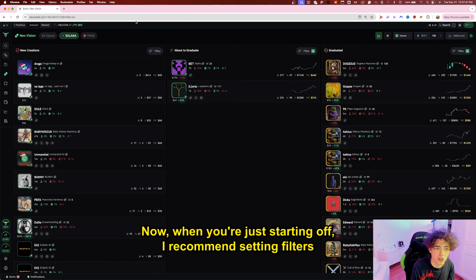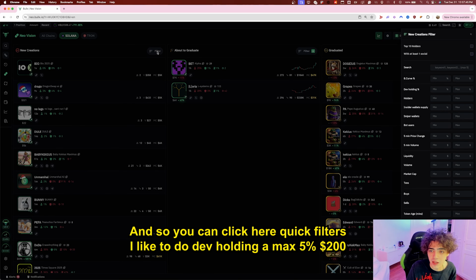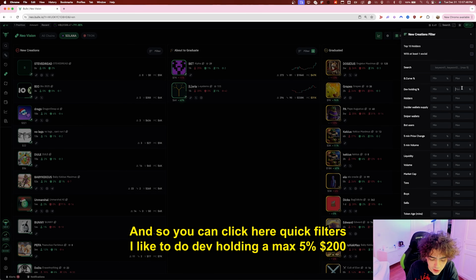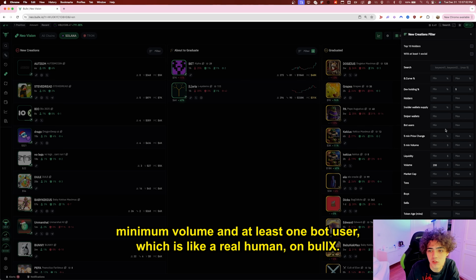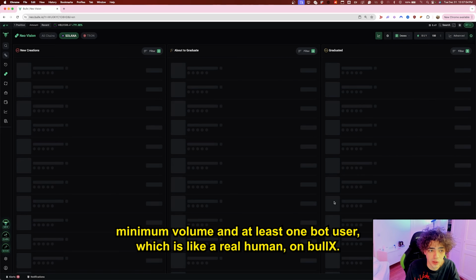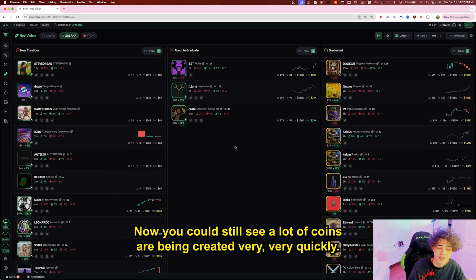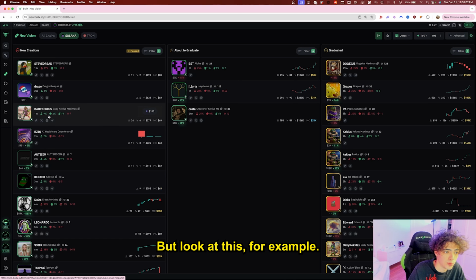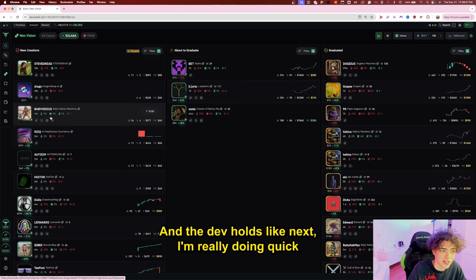Now, when you're just starting off, I recommend setting filters based on those stats. So you can click here, click filters. I like to do dev holding a max of 5%, $200 minimum in volume, and at least one bot user, which is like a real human on BullX. So I kind of filter out the noise. Now, you could still see a lot of coins are being created very, very quickly. But look at this, for example. Baby Kekius, it's already been done. It's not going to do anything. And the dev holds like next.